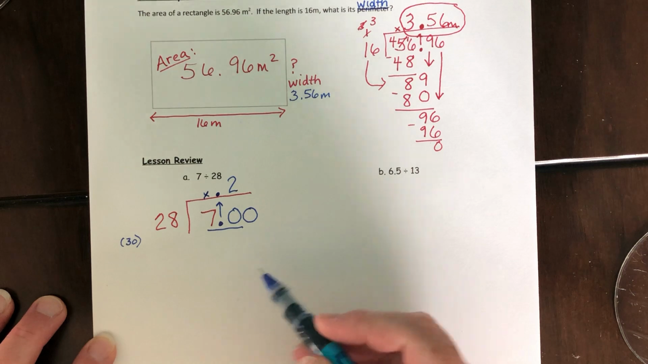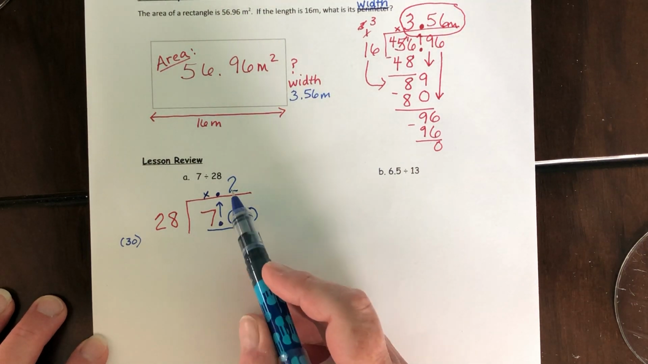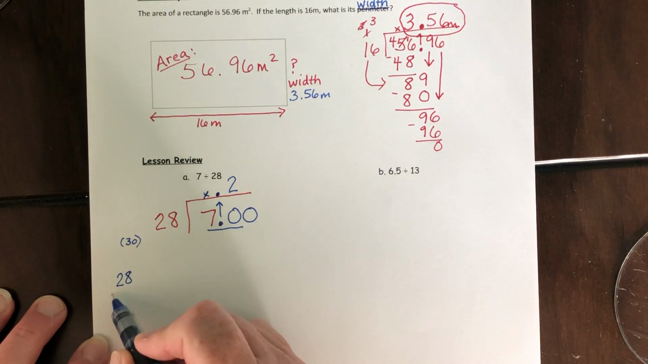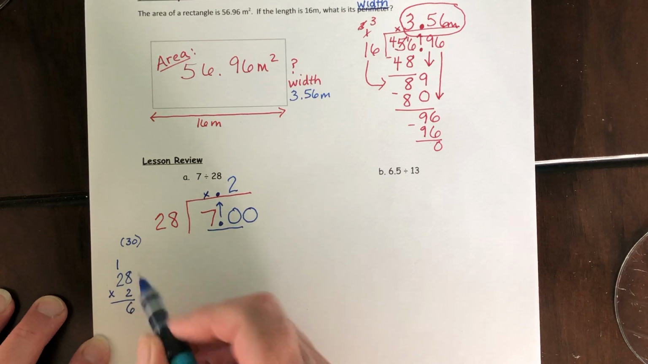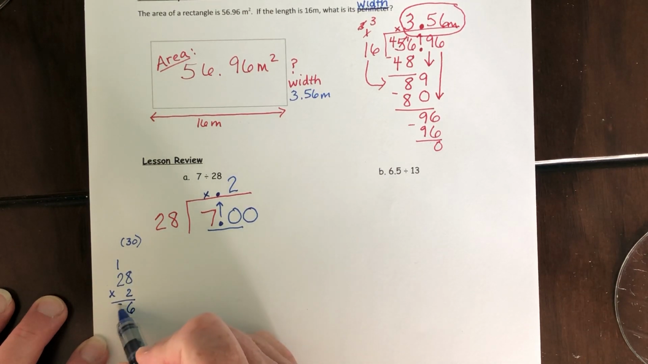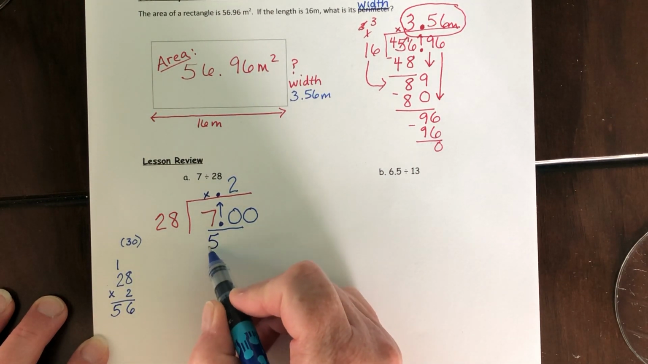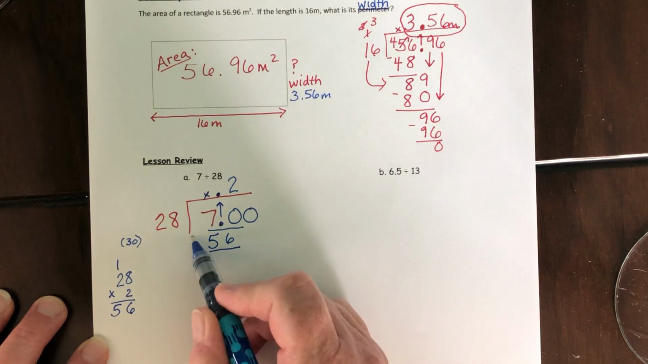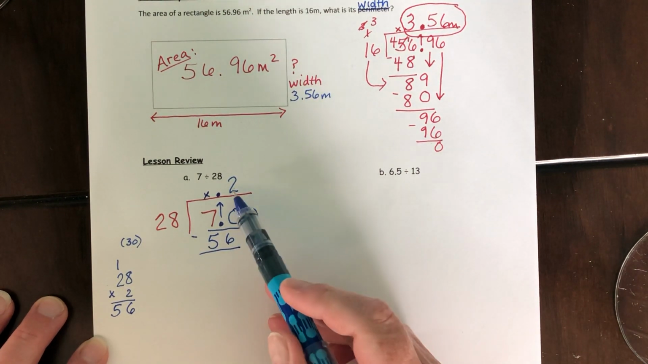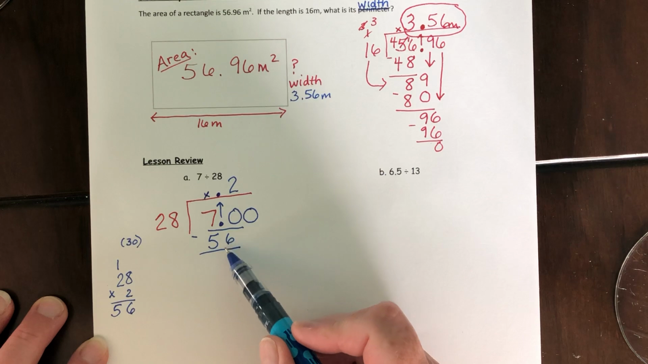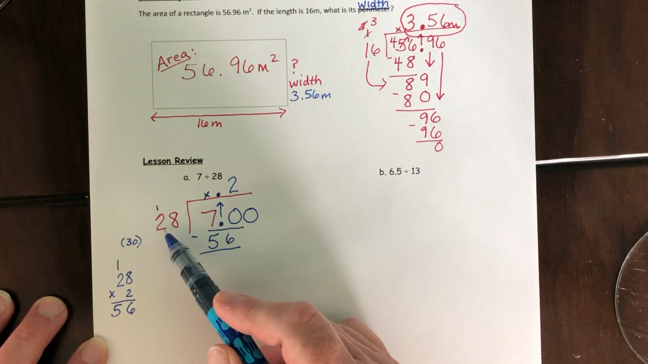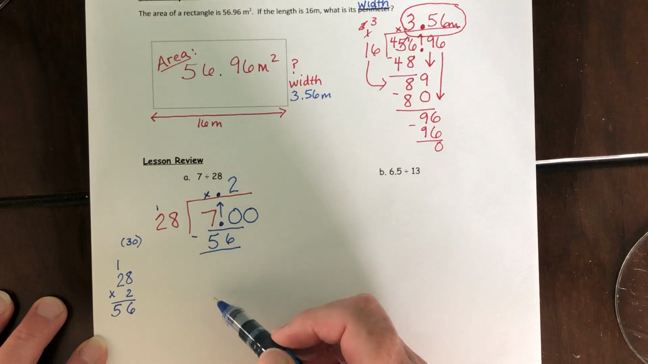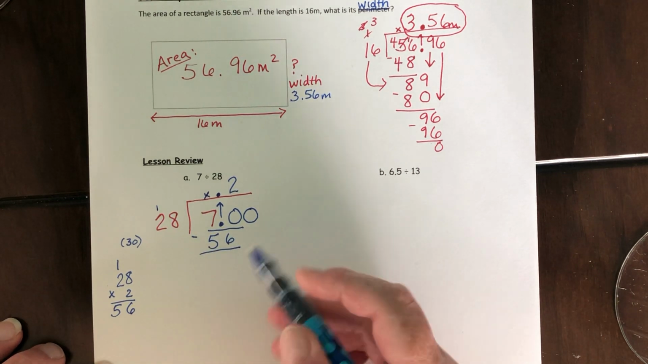Those of you that like to do your multiplication off to the side, you can do 28 times 2 off to the side here. 2 times 8 is 16. Put down the 6, carry the 1, and 2 times 2 is 4 plus 1 is 5. That makes 56 under here. In the get ready, I was doing 2 times 8 is 16, putting down the 6 and carrying the 1, and then 2 times 2 was 4 plus the 1 is 5, so I'm still getting 56.